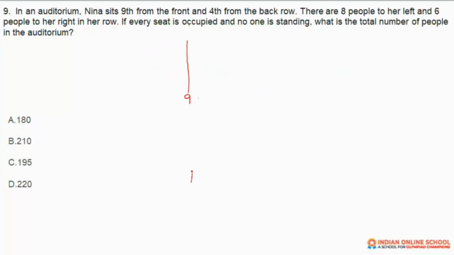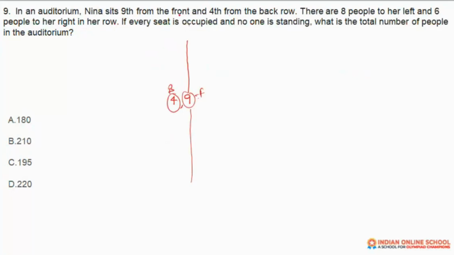From the back row, if we count, Nina's position needs to be the same only, no? But it is 4 from the back, and from the front, it is 9. So there is one rule of ranking. This question is also from the reasoning section, and that is from ranking.